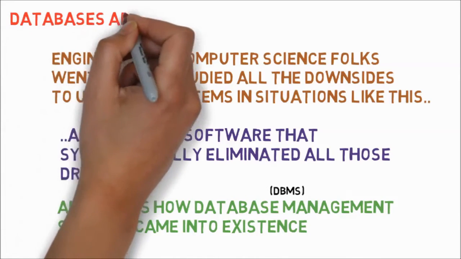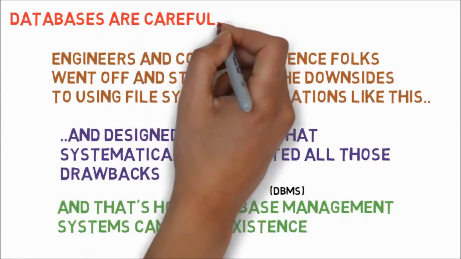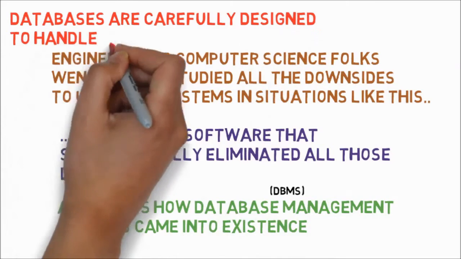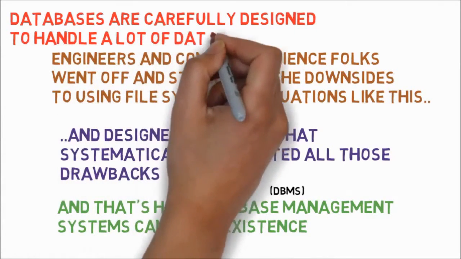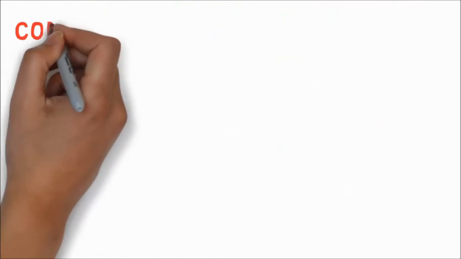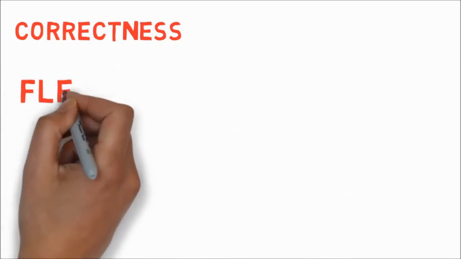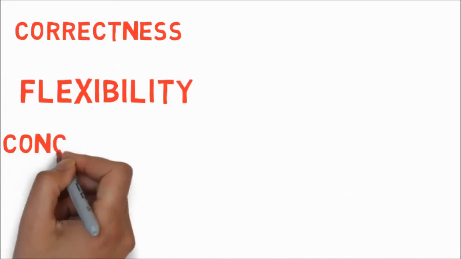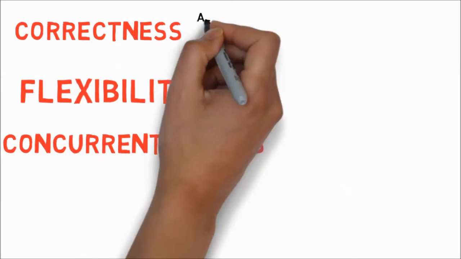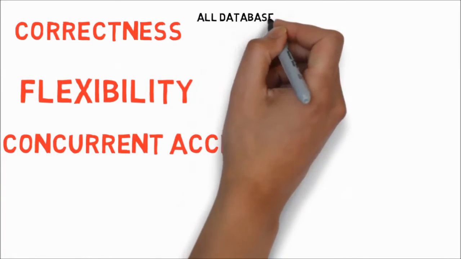Databases were designed specifically so that they could handle a large amount of data. All the problems that are involved in handling all of this data and storing it, as well as reading and writing it in a proper manner, were considered when databases were designed. Here are all the considerations that were taken into account: correctness, flexibility, concurrent access, and the semantics of how the data are related to each other.